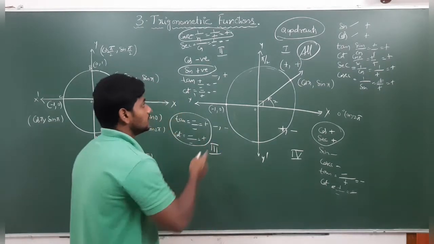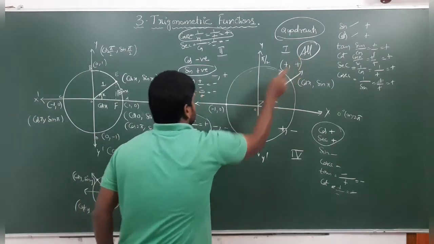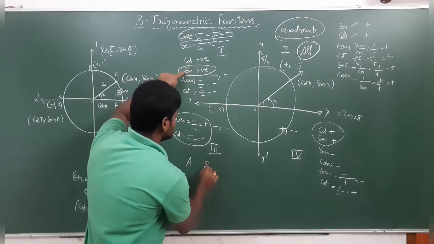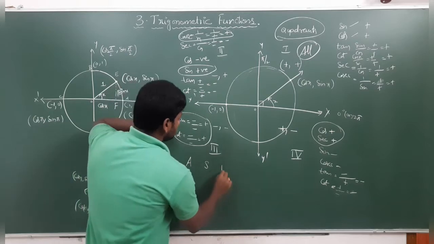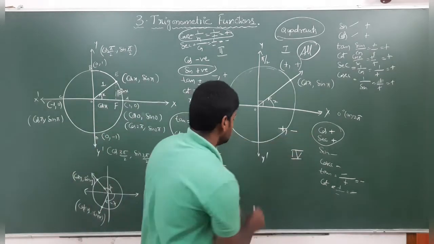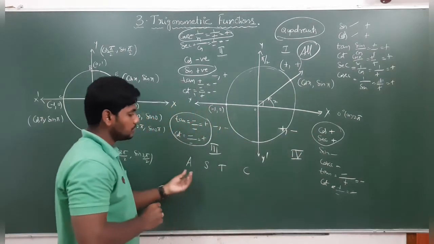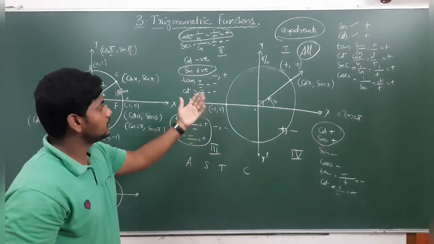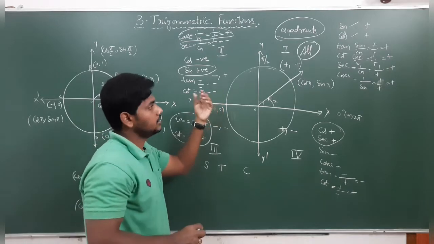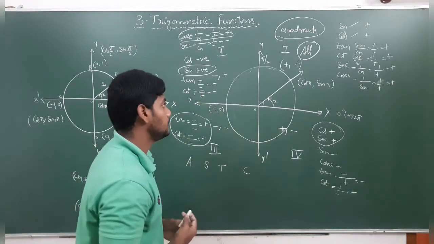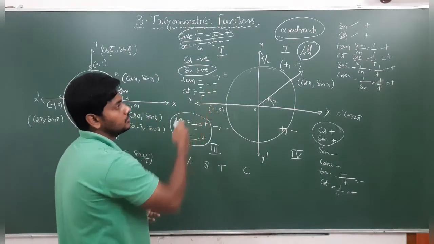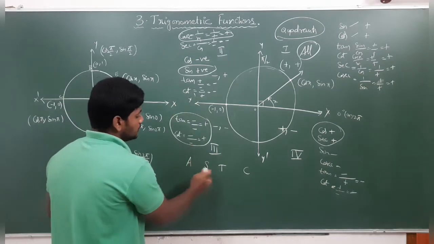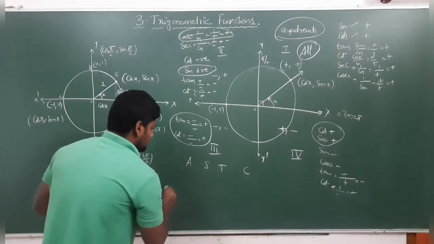So instead of that, I will consider A from the first quadrant, nothing but all. Next S from the second quadrant, T from the third quadrant, and C for the fourth quadrant. If you remember A, S, T, C, you can tell any trigonometric ratio whether it is positive or negative in that respective quadrant, whether it may be in the first, second, third or fourth.